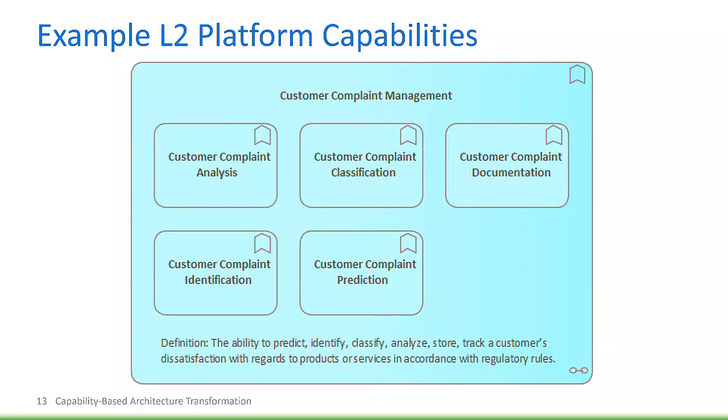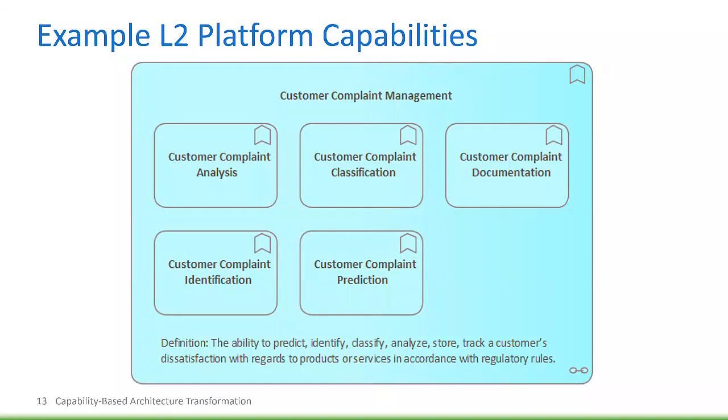Where each one of these is also supposed to be defined. There is industry standard guidance from the Business Architecture Guild on how to define these capabilities. So, for example, the top level complaint management is defined as the ability to predict, identify, classify, analyze, store, and track a customer's dissatisfaction with regards to products or services in accordance to regulatory rules.